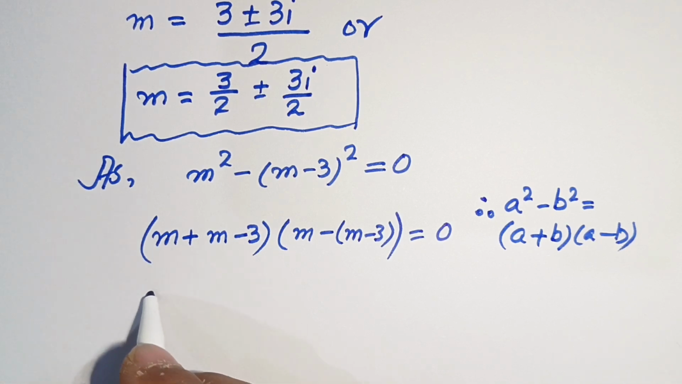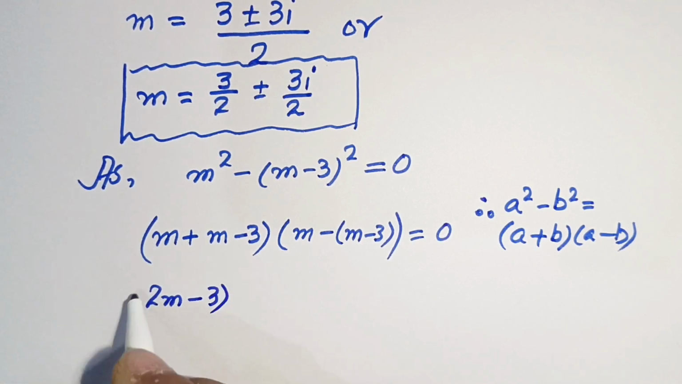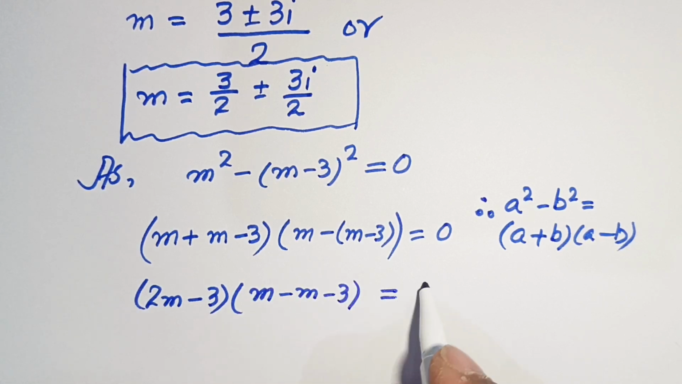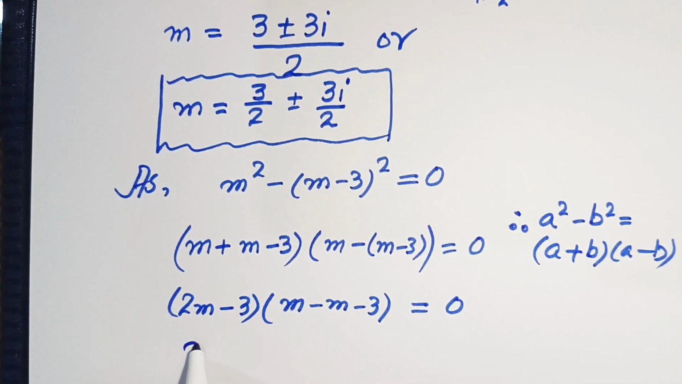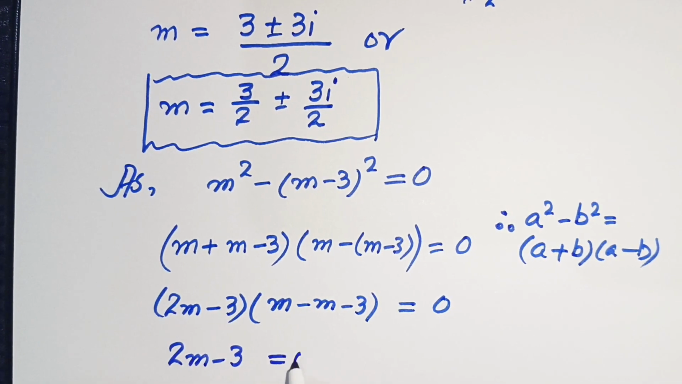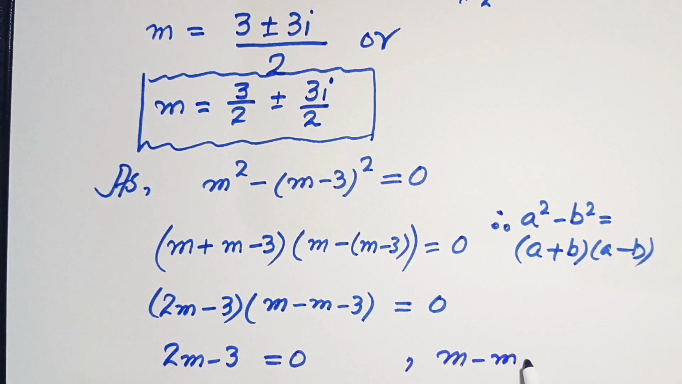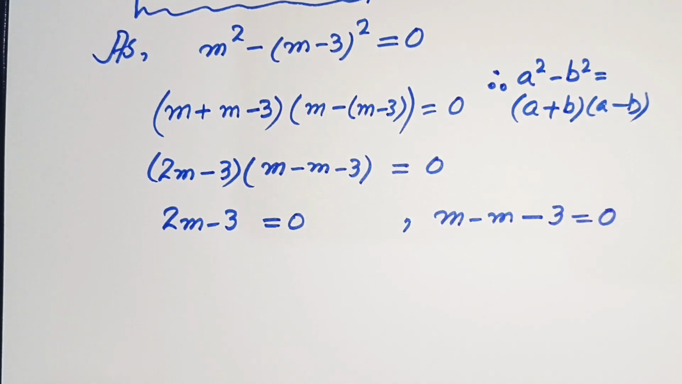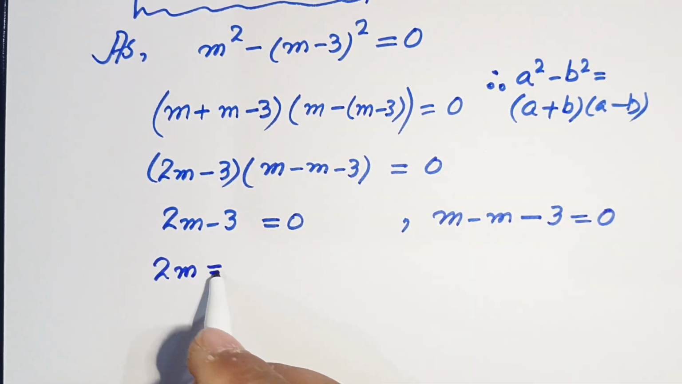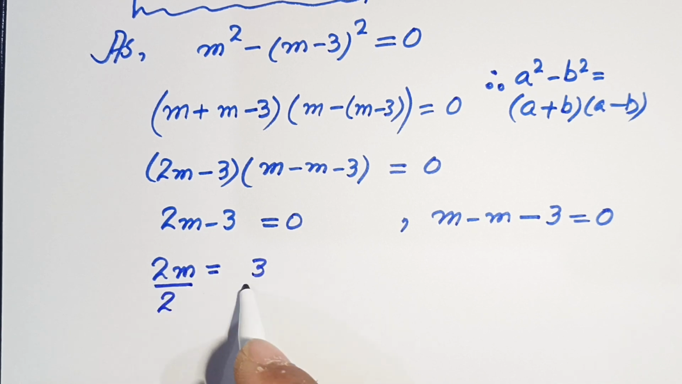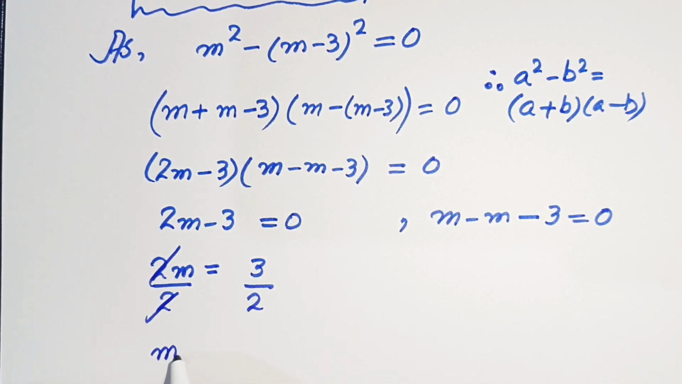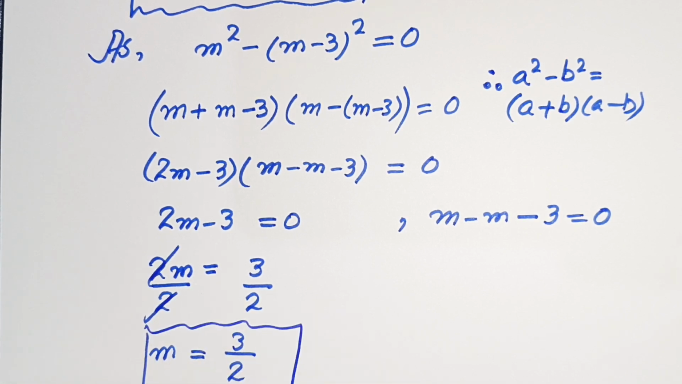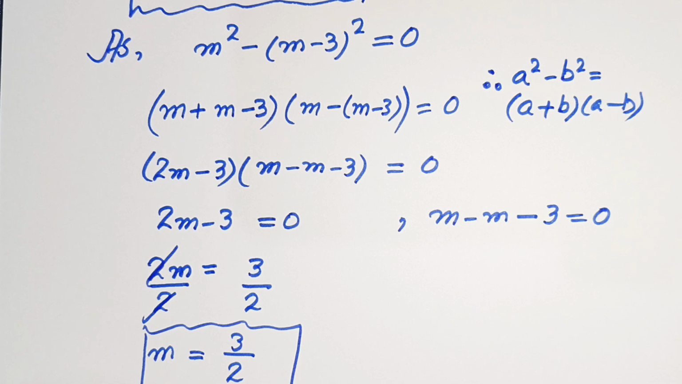Now m plus m is 2m minus 3 times m minus m minus 3 is equal to 0. We have two conditions, 2m minus 3 is equal to 0 and m minus 3 is equal to 0. Now by shifting this minus 3 we get plus 3, and dividing both sides by 2, cancelling 2 with 2, we have m is equal to 3 over 2. So it is the real value of m that we have just found out.